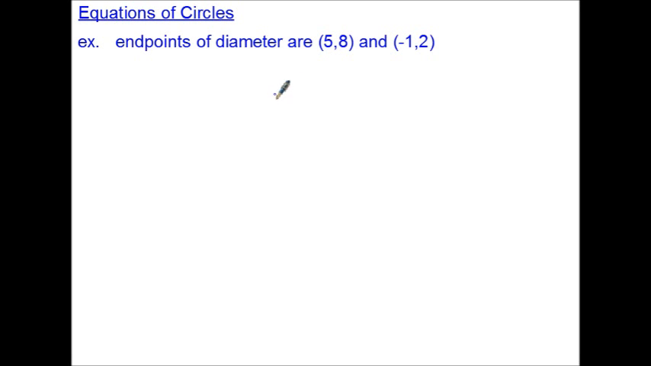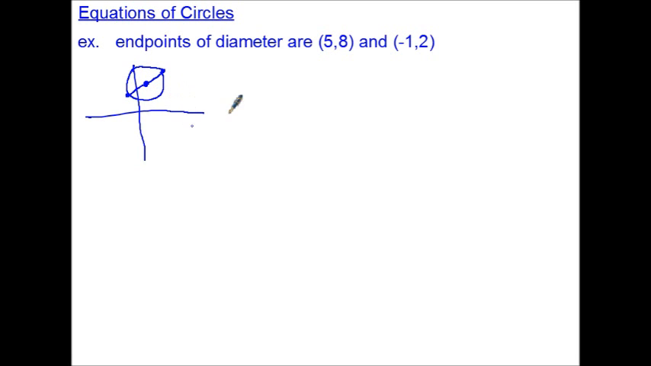Well, granted, it's maybe not the most obvious thing in the world, but for you visual people, I'll just draw a rough sketch here. If I've got (5, 8), that'll be somewhere around there, and then (-1, 2) should be right there. So there's a rough version of my circle, and if I connect the two endpoints of the diameter, the midpoint is going to be the center of my circle.